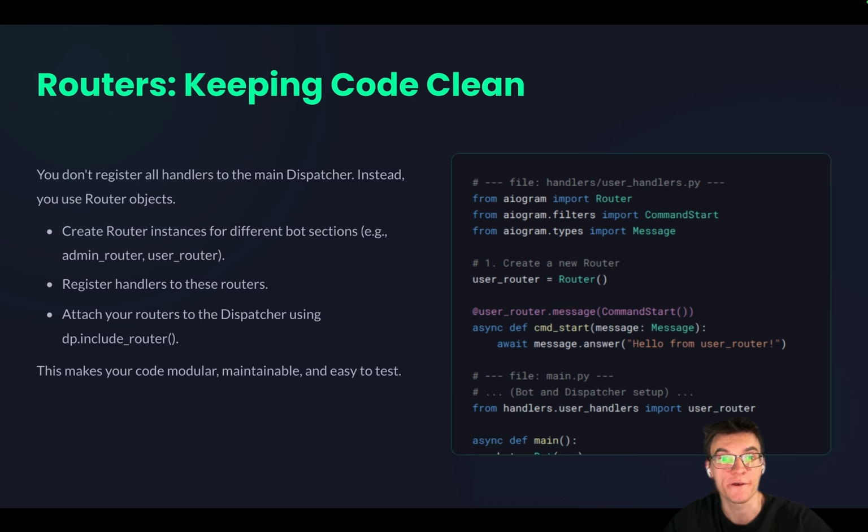Instead of dumping everything into one big dispatcher, Aiogram 3 encourages a more modular, more consistent, more scalable approach and structure, where each feature or section of your bot has its own router. Routers improve the development workflow because you can separate concerns, keep your code organized, and plug pieces in or out without touching the entire project.